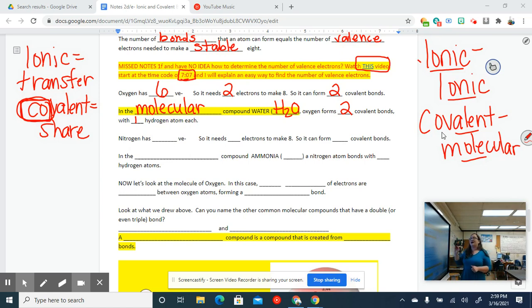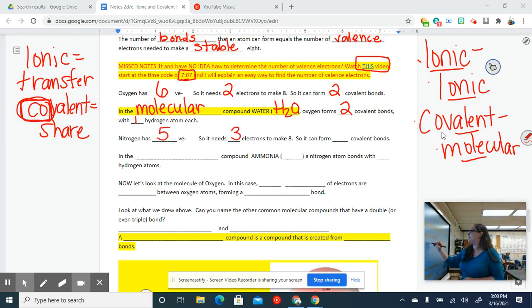Now the other one. Ionic bonds make ionic compounds. Covalent bonds make molecular compounds. So ionic, covalent, molecular. Ionic, covalent, molecular. Good job.